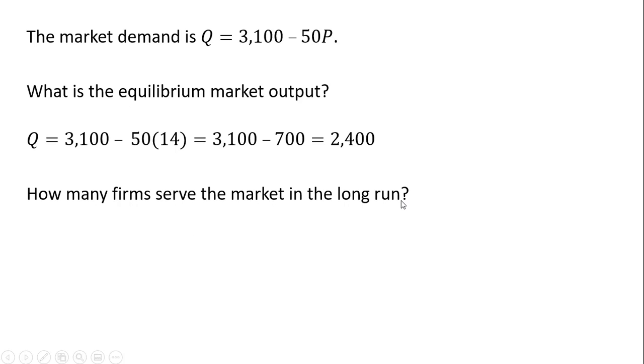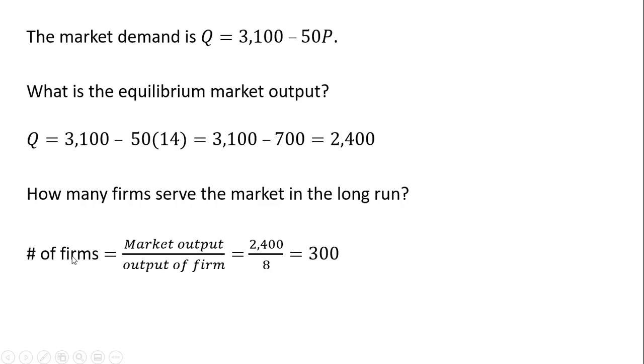How many firms serve the market in the long run? So the number of firms in this market, we're just going to take the market output of 2,400 and divide it by the output of an individual firm. So if each firm is producing 8 units of output and there are 2,400 units of output in total, there must be 300 firms in this market. So 300 firms each producing 8 units of output.